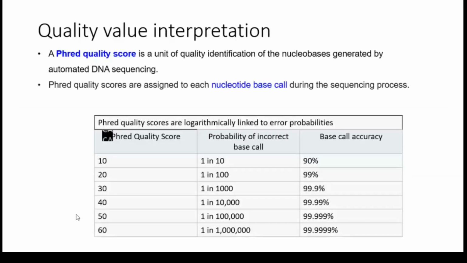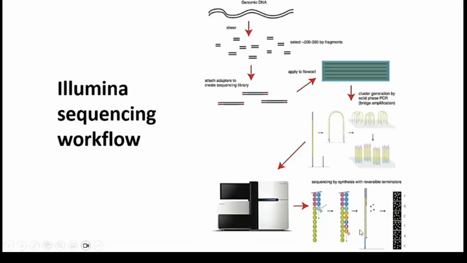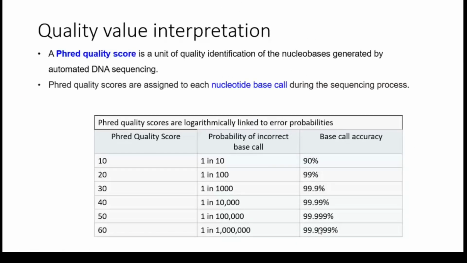Right. So the Phred quality score is the unit of quality identification of the nucleobases generated by the automated DNA sequencing platforms. Phred quality scores are assigned to each nucleotide base call during the sequencing process, during the base call step, as I showed you at this step. I told you that if the signal is good, they will be assigned good quality. If the signal is not good, they will be assigned lower quality.